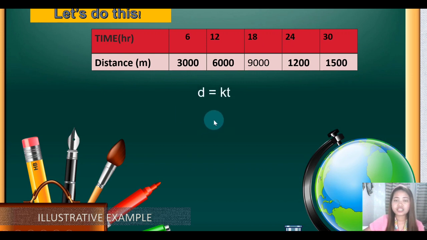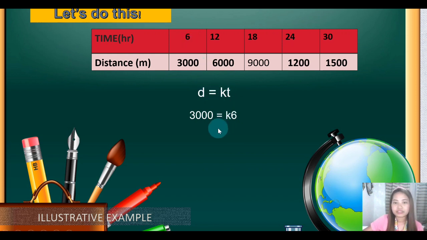So the first step is you need to apply the formula. We have D is equal to kt. Why D? Because it pertains to distance, and t is for time. Then k is our constant of variation. The second step is you need to substitute the given values into the formula. D is 3,000. And we have k, just copy k, our constant of variation. We have 6, which is the time.